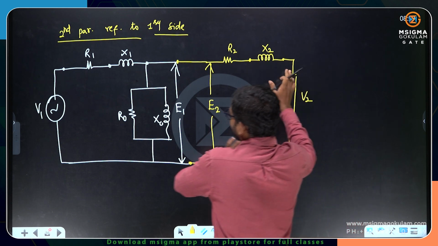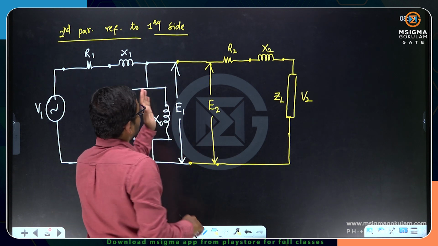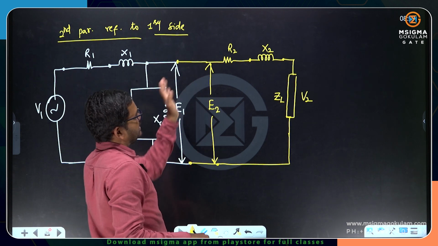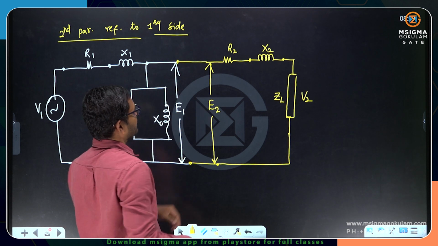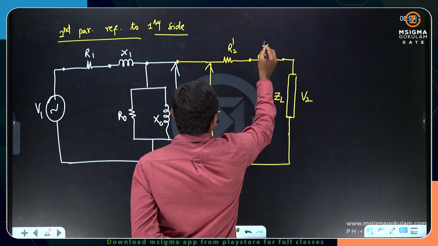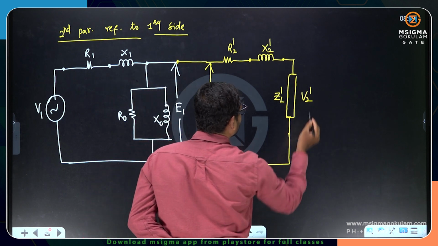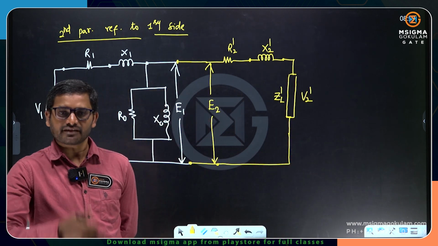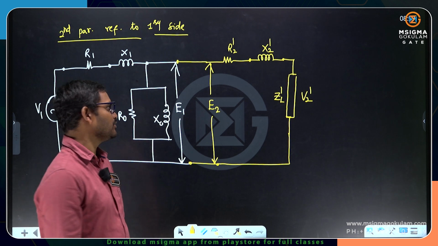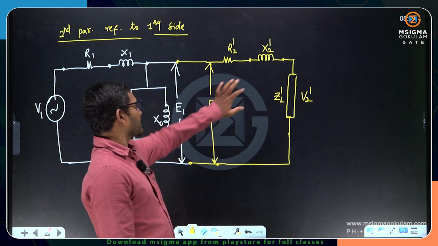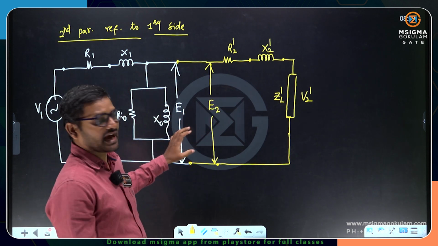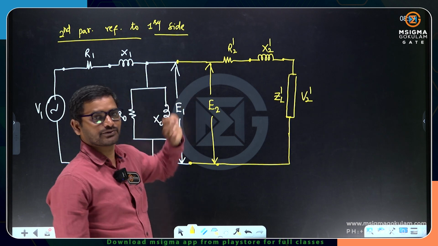But when you transfer it on primary side, the resistance seen by the E1, the reactance seen by the E1 are different. So R2 dash and X2 dash, ZL dash, and I can also say V2 dash. Some other value other than R2. Some other value can be seen. Now, when you transfer these secondary parameters onto the primary side, how can I correlate this E1 and E2?